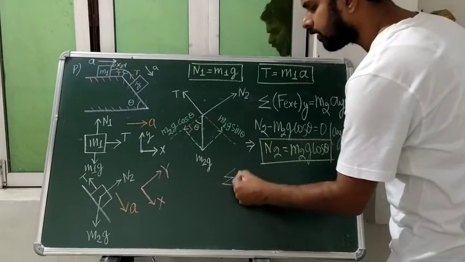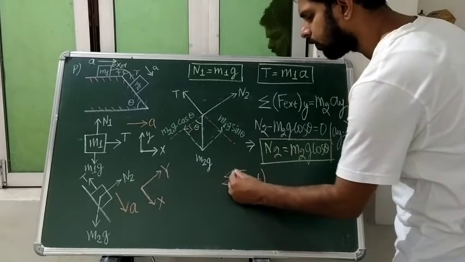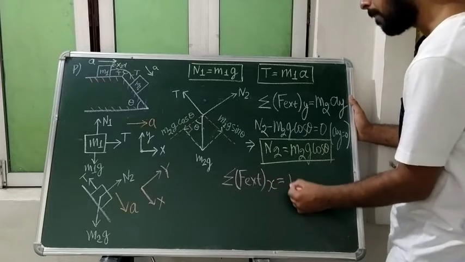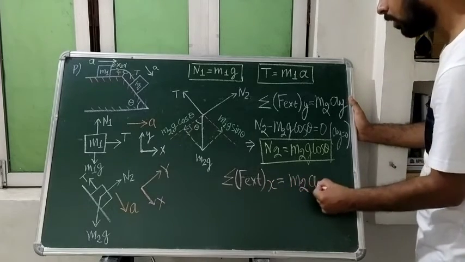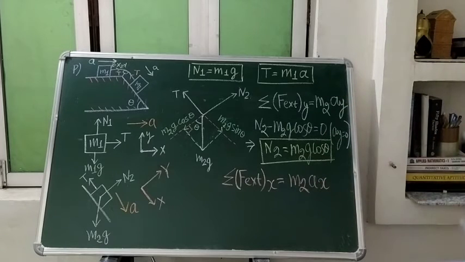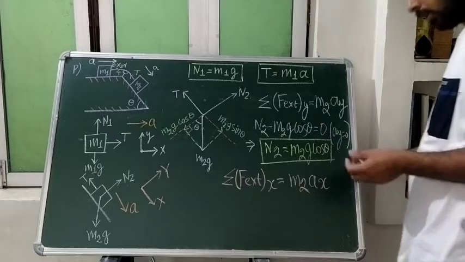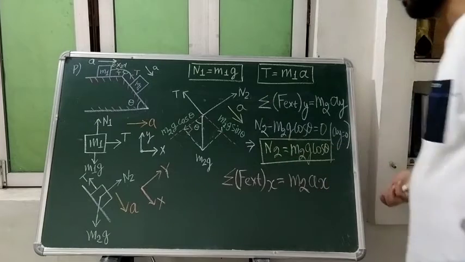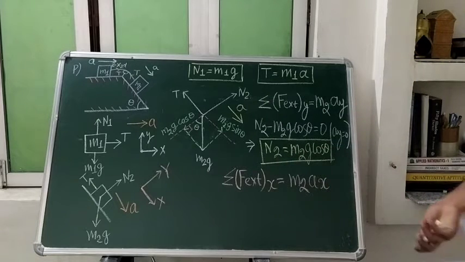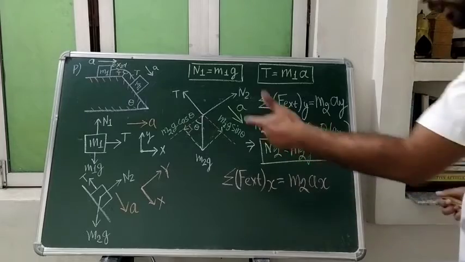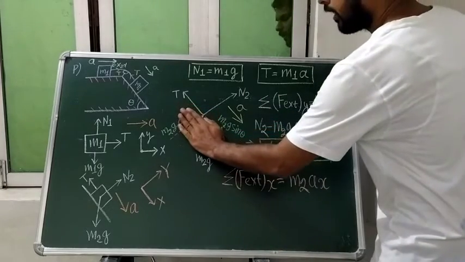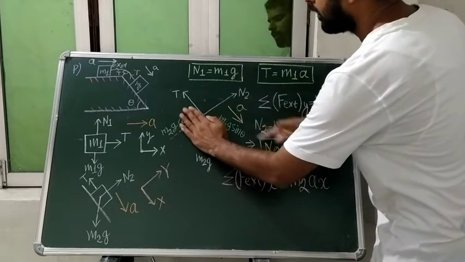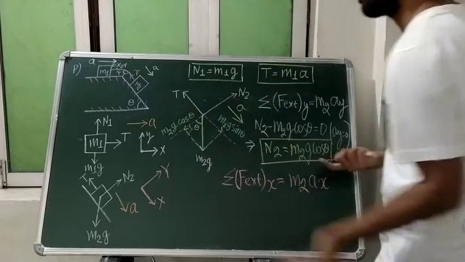In the similar fashion we can say that the vector sum of external forces in the x direction should be equal to mass times the acceleration of the object in the x direction. Newton's second law. So our mass m2 is accelerating downward here, student, isn't it? So what external forces are acting here in the x direction? T and m2g sin theta are acting only in that x direction.